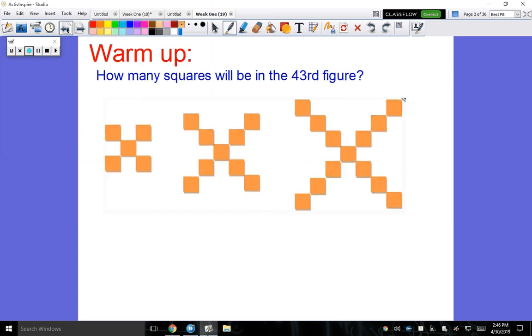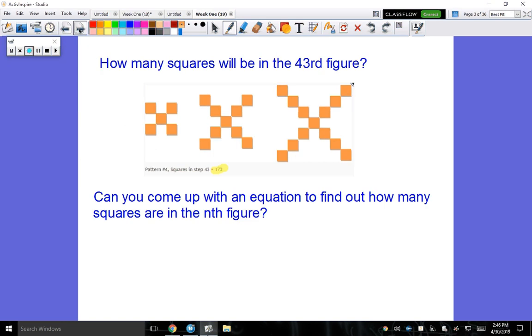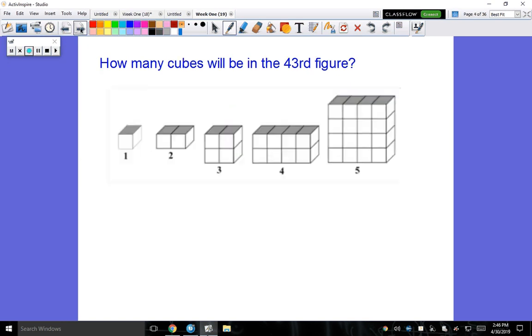Okay, so the one that we just looked back here, there is a pattern. We're trying to find the 43rd. We did get 173. Now that we're looking at this one, there is a pattern. I'll pause the video. Try to tell me, I'll give you like 2 minutes. Tell me, how many blocks do you think are on the 43rd?